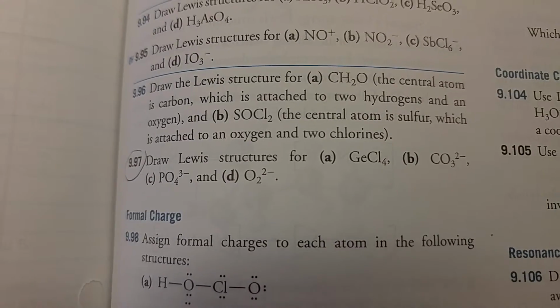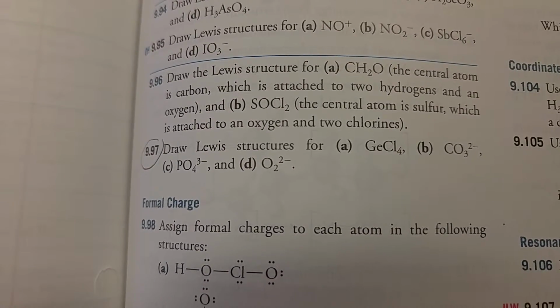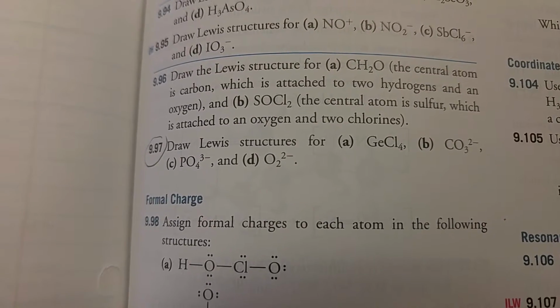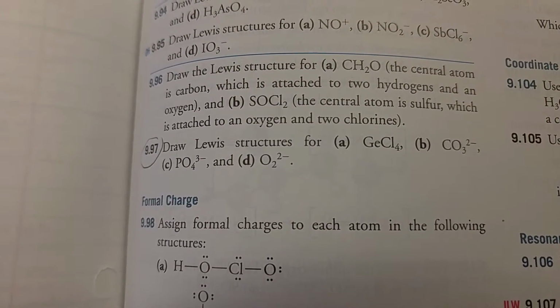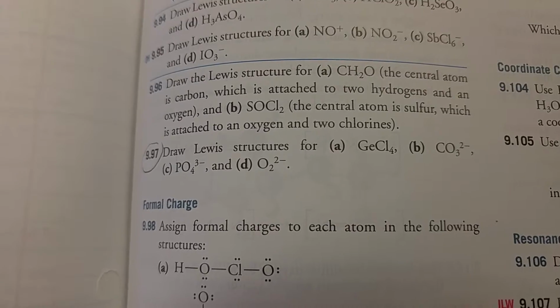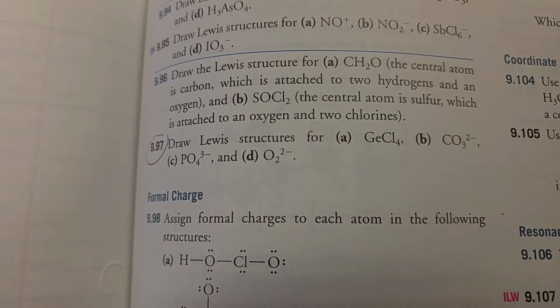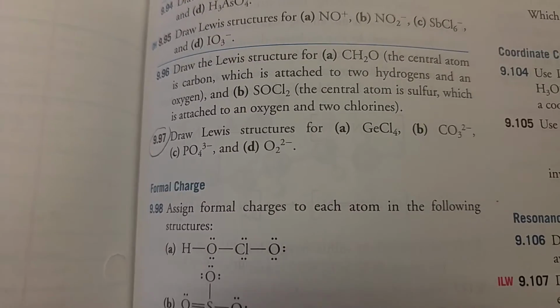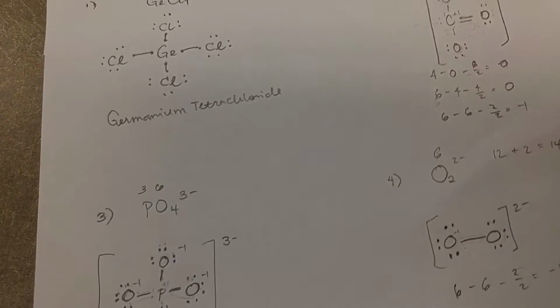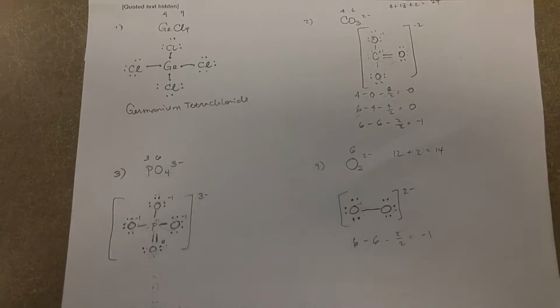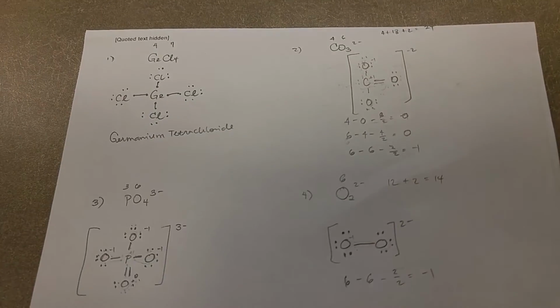I have the question 9.97, which is to draw Lewis structures for germanium tetrachloride, carbonate, phosphate ion, and peroxide. And I have drawn them here, and I'll go over them.